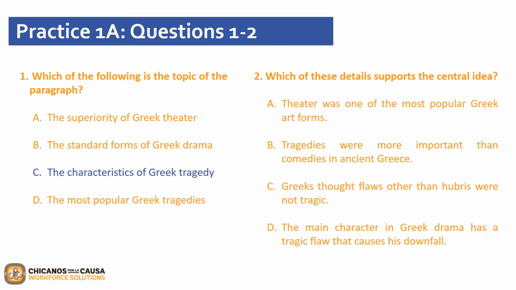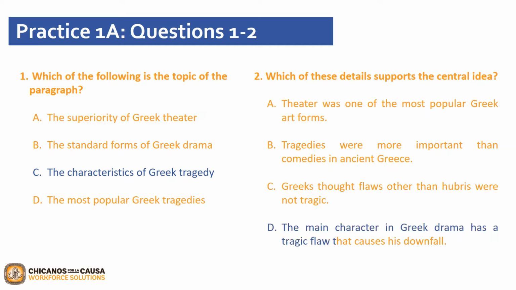Let's move on to question 2. Question 2 asks, which of these details supports the central idea? Our options are A. Theater was one of the most popular Greek art forms. B. Tragedies were more important than comedies in ancient Greece. C. Greeks thought flaws other than hubris were not tragic. D. The main character in Greek drama has a tragic fall that causes his downfall.